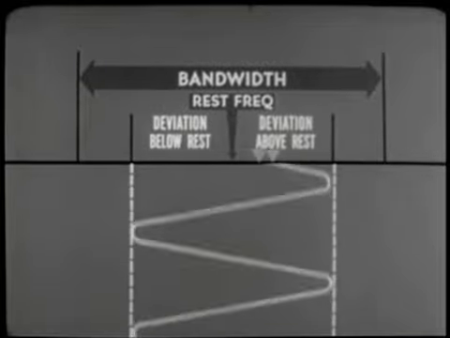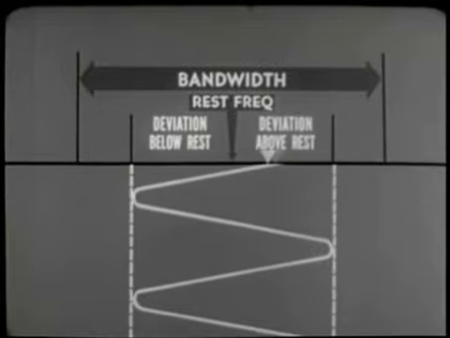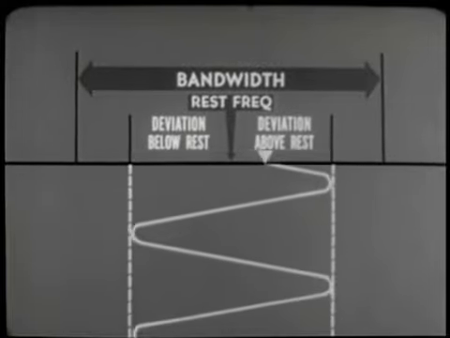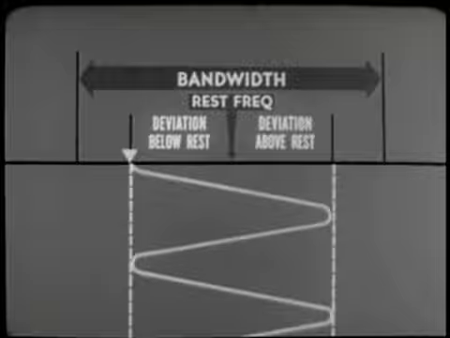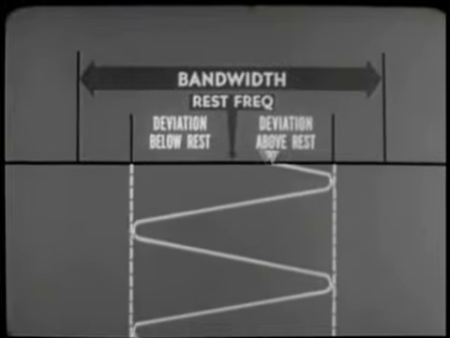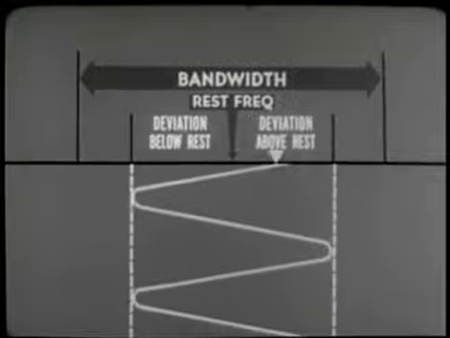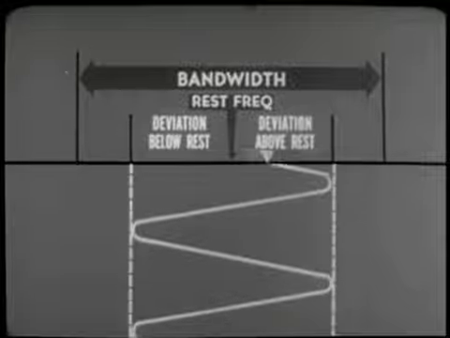and below rest. FM circuitry is designed so that maximum amplitude of the modulating signal will cause the carrier to deviate to the maximum frequency range assigned to it. Note that this does not include the guard band. In other words, the carrier will swing as far above and below its rest frequency as it can go.